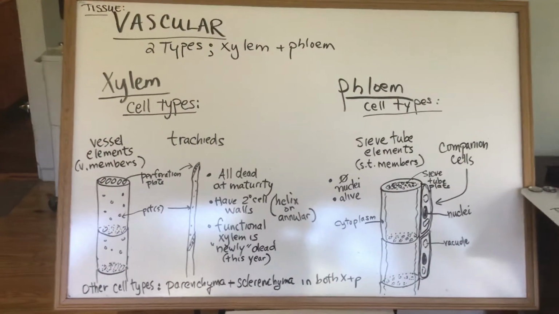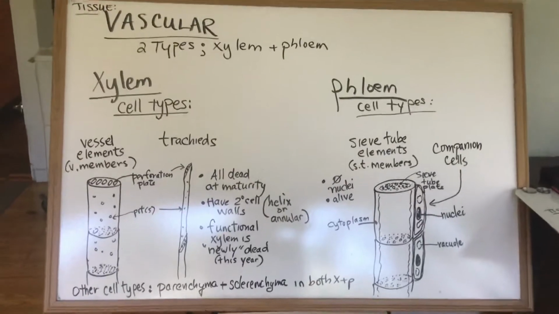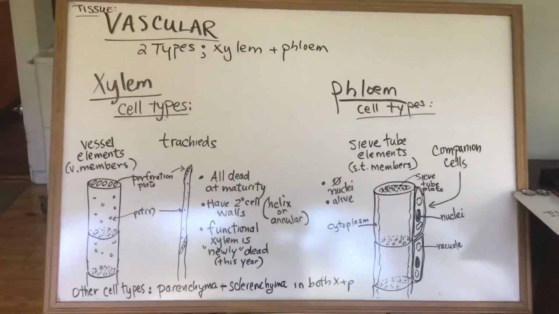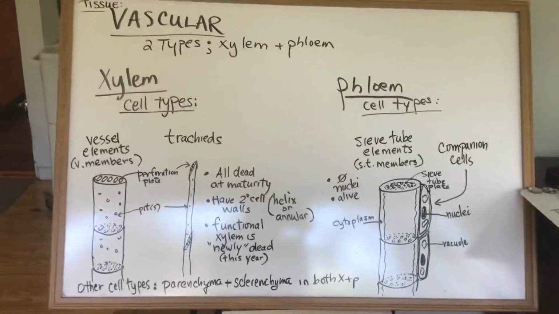The last kind of tissue we're going to talk about is vascular tissue. Actually, there's another one we're going to talk about, but it's only for secondary growth. But the last primary growth tissue is vascular tissue. And there's two basic types.